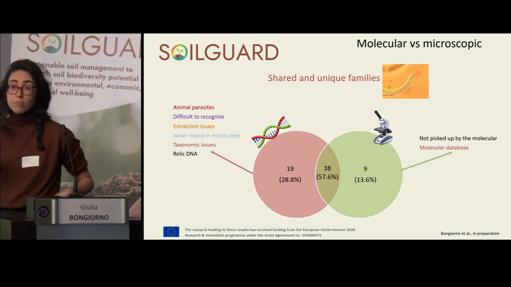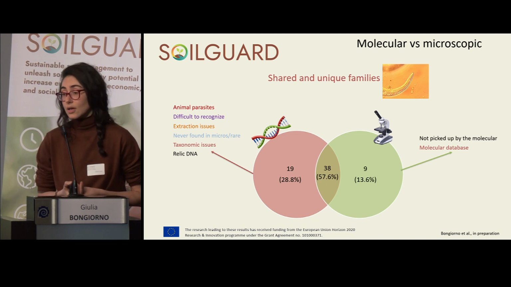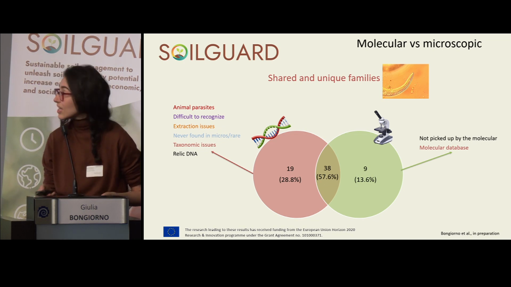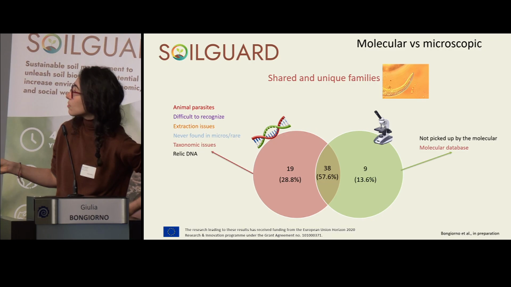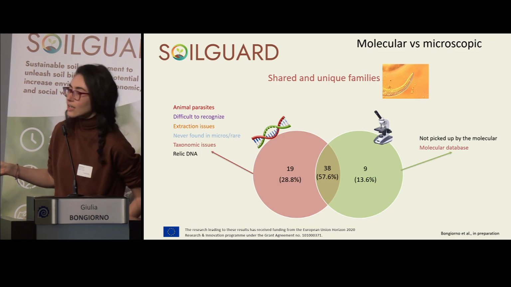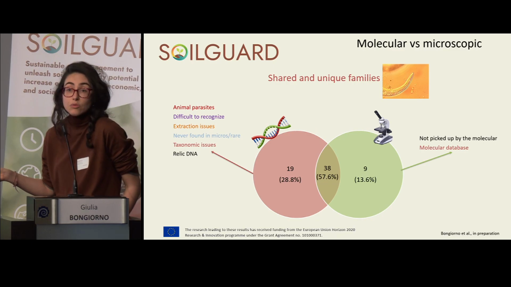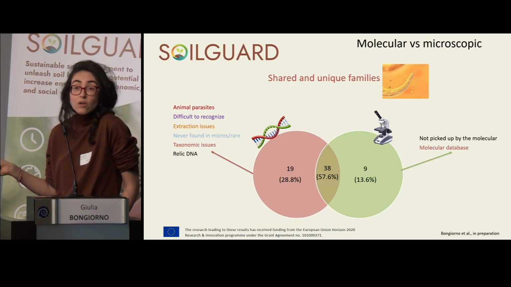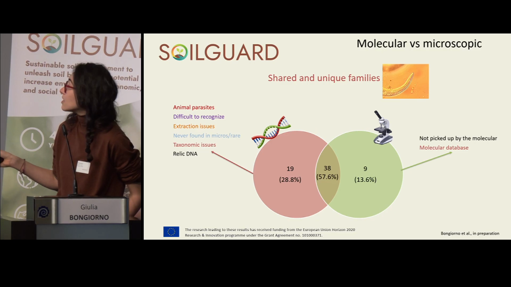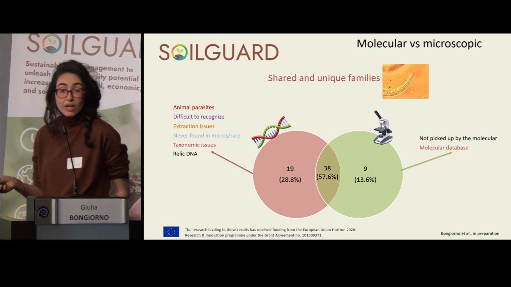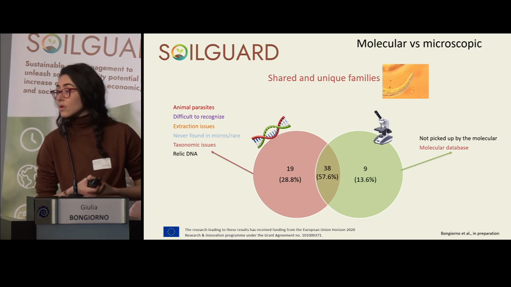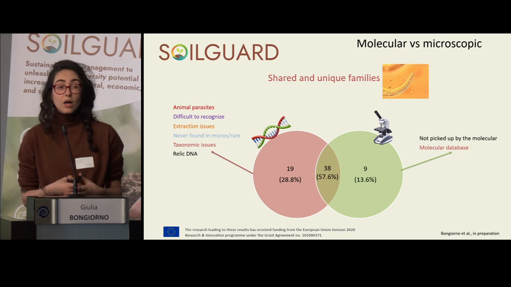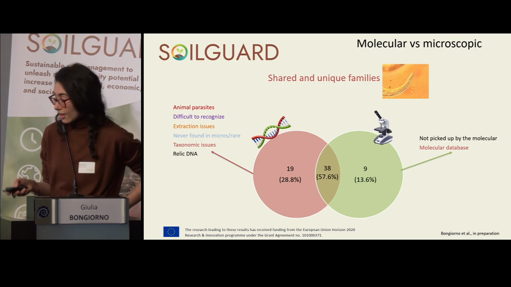And this can probably be explained by different reasons. For example, in the morphological ones, the amounts of these organisms found were so low that they might not be picked up with molecular methods, or maybe there are some issues with the molecular databases. So maybe the databases are not developed enough in order to give a good identification.